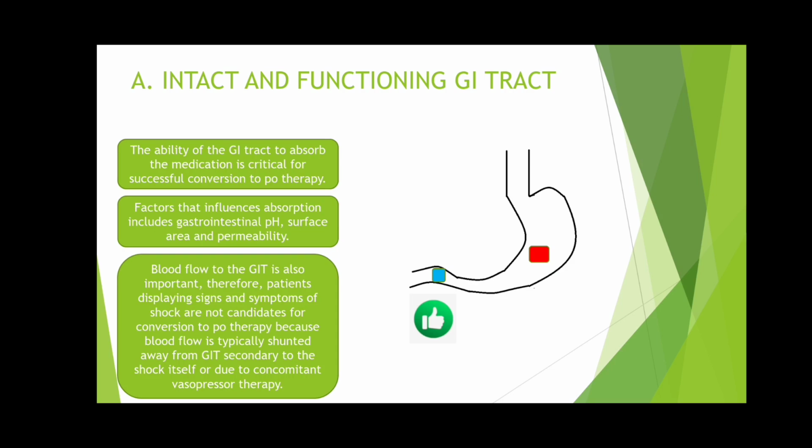Okay. Next, blood flow to the gastrointestinal tract is also important. Yes, this is also very much important. Therefore, patients who are displaying signs and symptoms of shock are not good candidates for conversion to oral therapy, because blood flow is typically shunted away from the gastrointestinal tract secondary to the shock itself or due to concomitant vasopressor therapy.